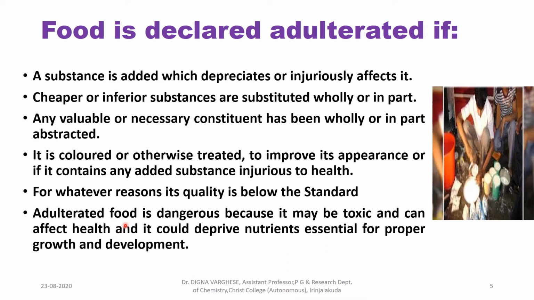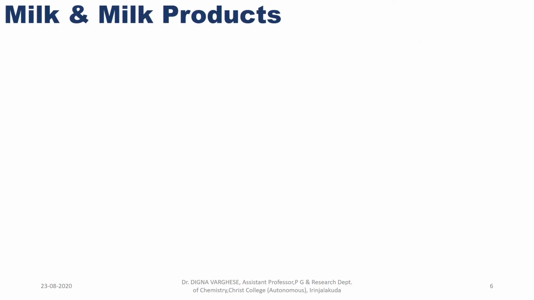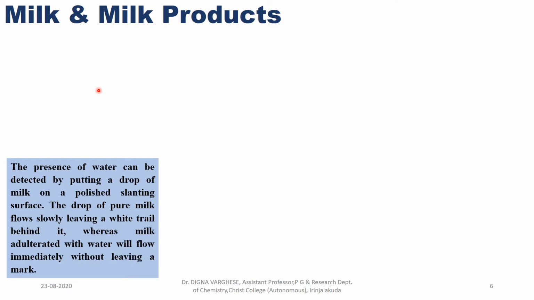Adulterated food is dangerous because it may be toxic and can affect health, and it could deprive nutrients essential for proper growth and development. I think everybody has heard about the common adulterants present in milk and milk products. As all are aware, the common and cheapest adulterant used in milk is water. The presence of water is detected by putting a drop of milk on a polished slanting surface.